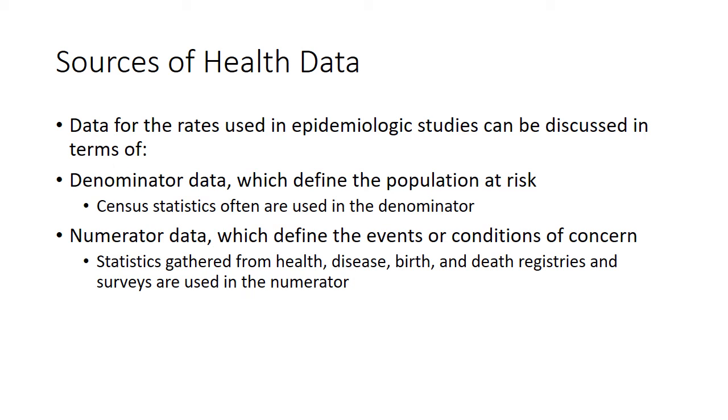The numerator typically is going to be defined as the people who have the event or the condition of concern, right? And so we gather this information from things like birth data, death registries. You can do surveys, reports to things like the CDC, all kinds of different things. Whatever event you're actually concerned about is going to be going in the numerator. So again, it tells you the rate of the event occurring over the total number of people who happen to be at risk for that event.